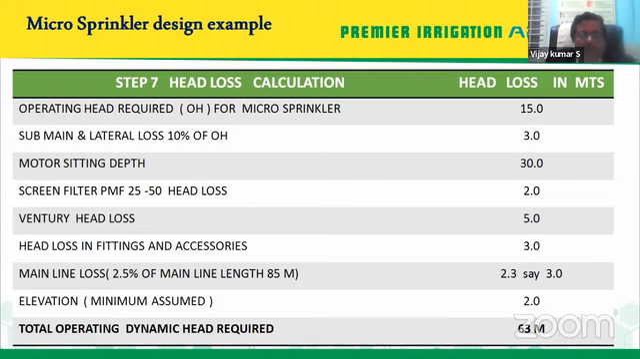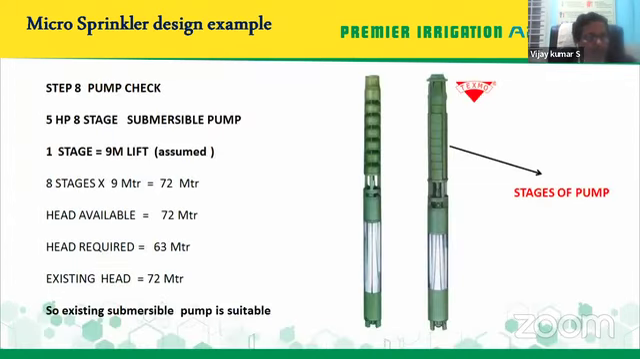So once I've got the total head, then I can go for the pump checking stage. So here you know that it is fitted with a submersible pump, and the submersible pump has got 8 stages, which means you can make out over here, there are 8 cups. These are the impellers. So like I told you, if it is an old model pump, typically one stage can lift up to 9 meters.